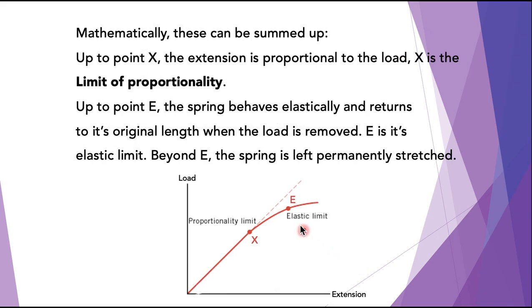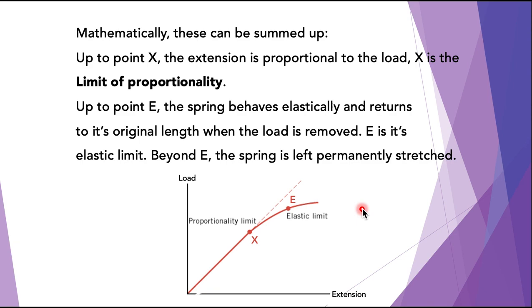So, mathematically, these can be summed up. So up to point X, the extension is proportional to the load. So X is the limit of proportionality. And up to point E, the spring behaves elastically and returns to its original length when the load is removed. So E is its elastic limit. Beyond E, the spring is left permanently stretched.